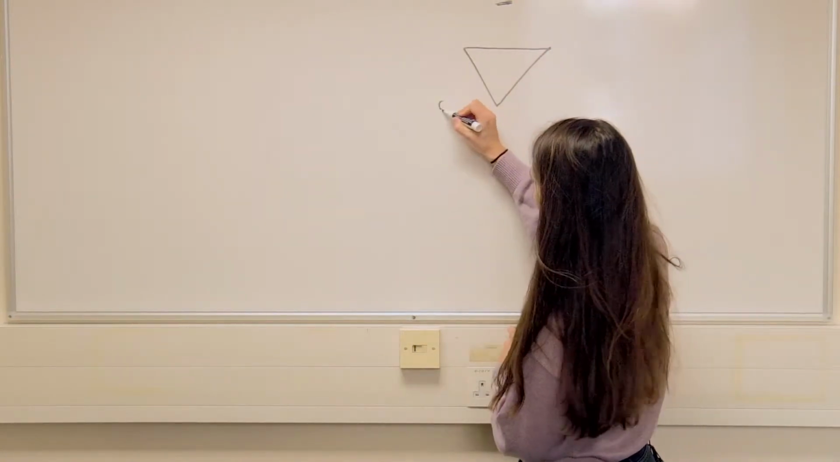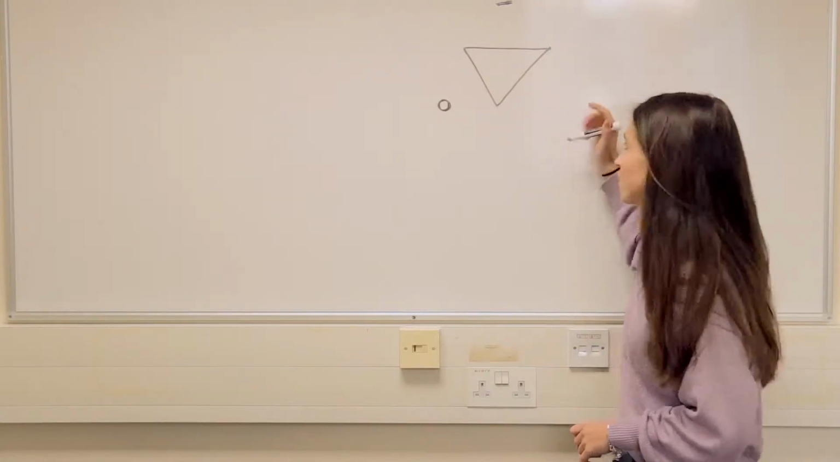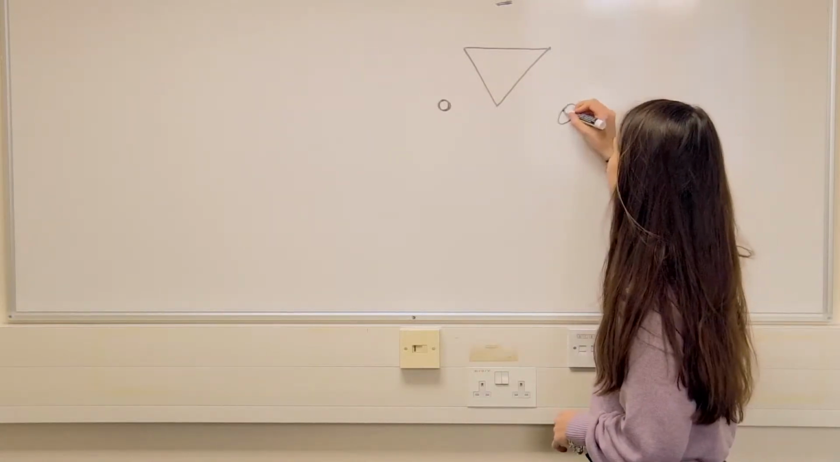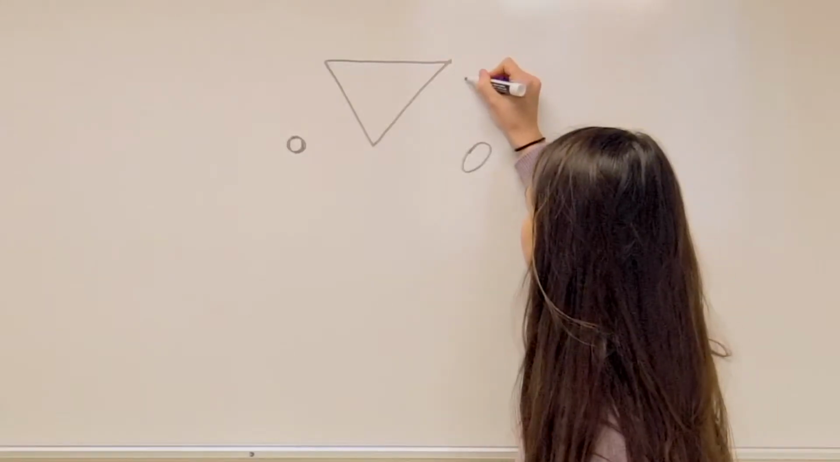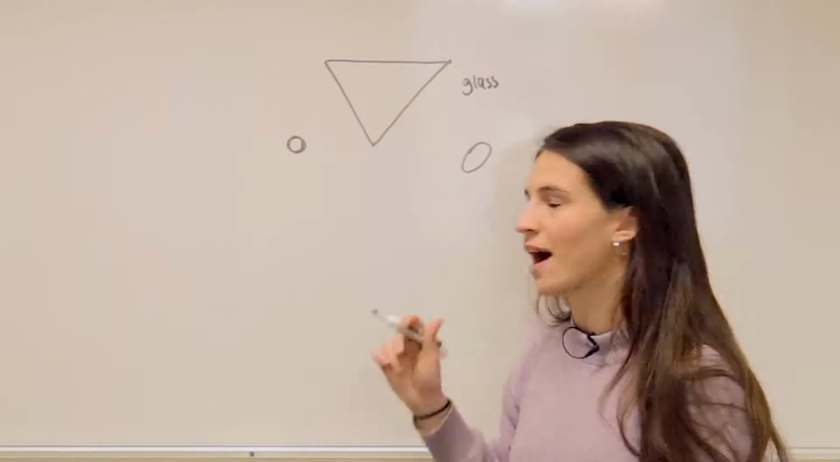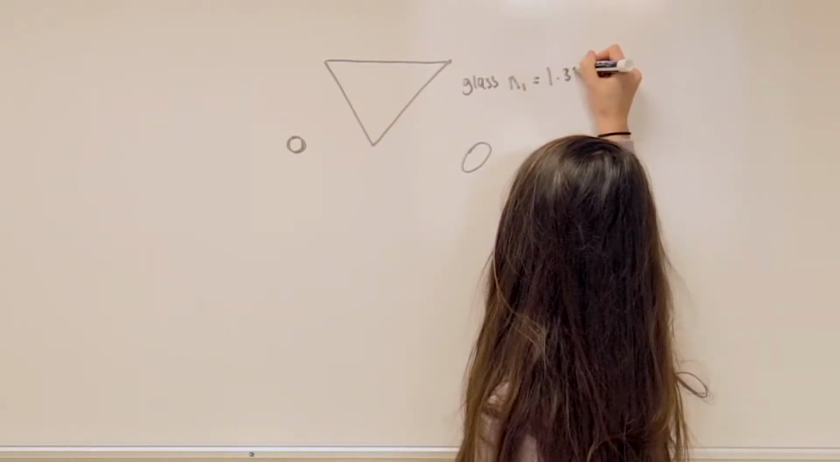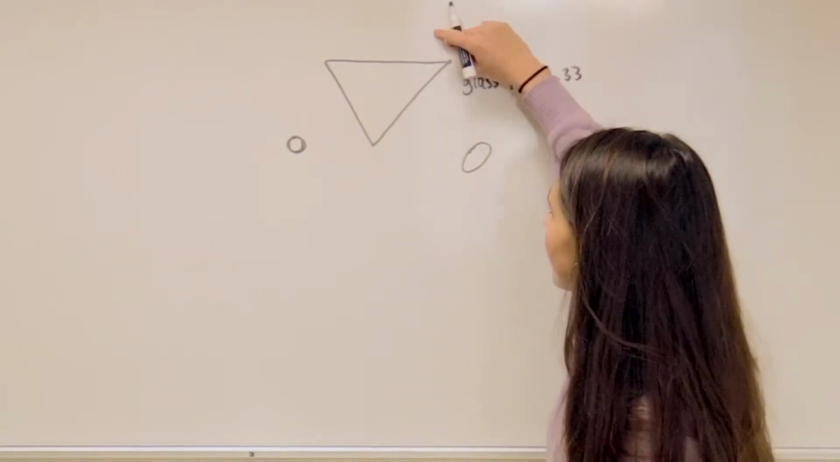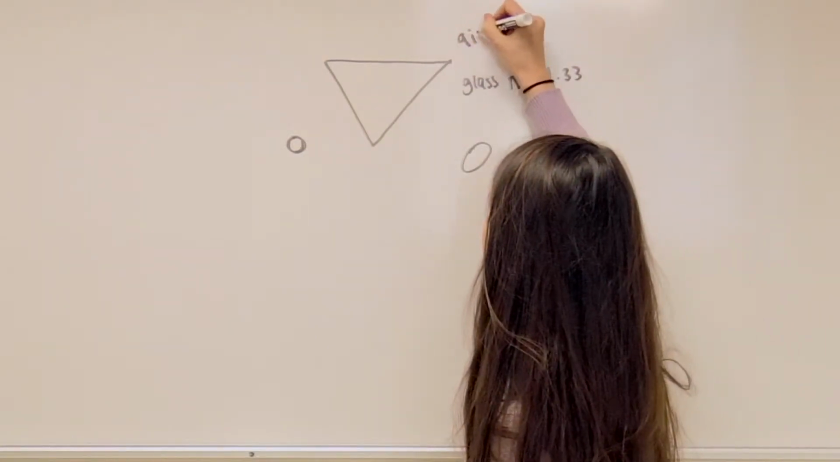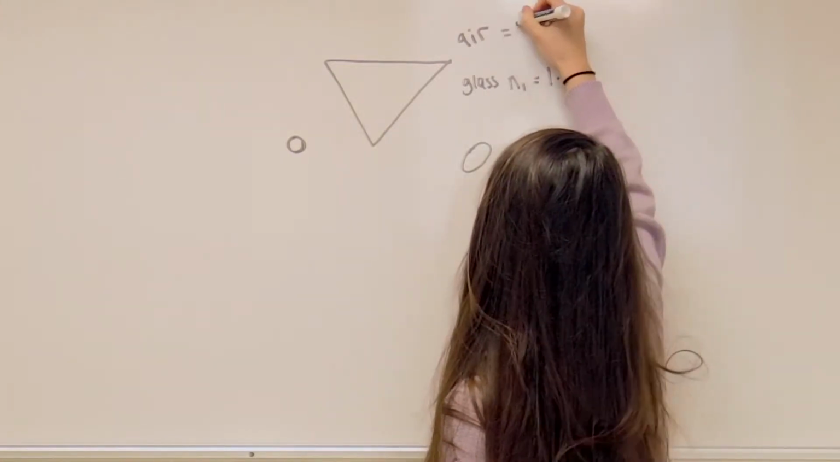You have a light source here, and then you have your other components of the optical scanner coming off here. So this is glass, and glass has a refractive index of around 1.3, so we're going to call that N1. And then this is air, and air has a refractive index of around 1, so we're going to call it N2.